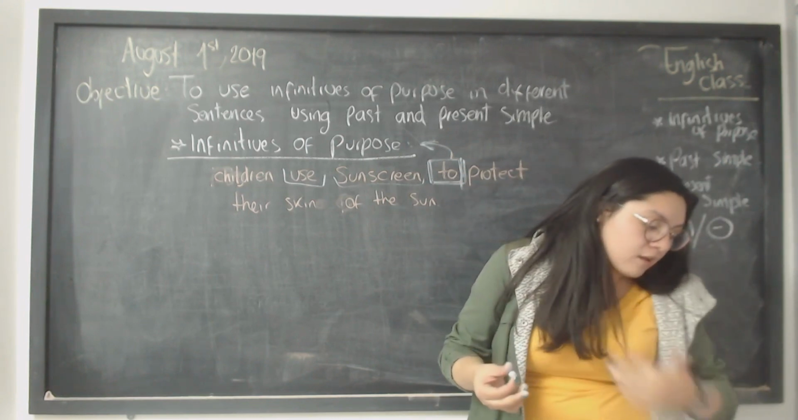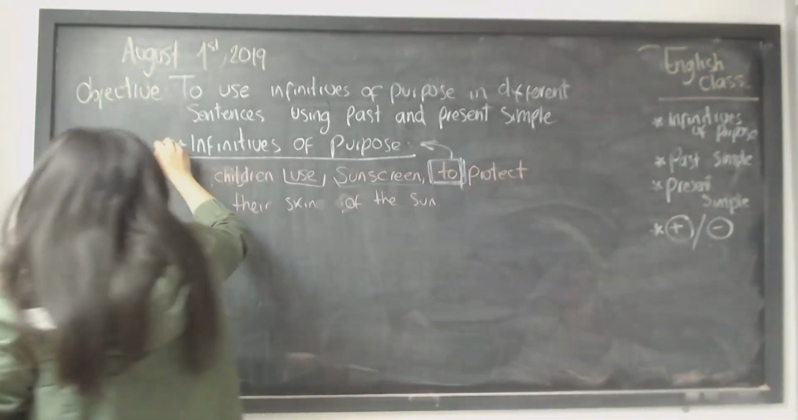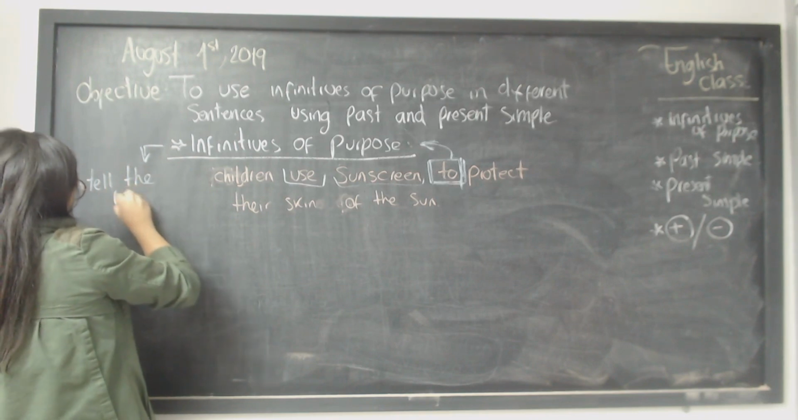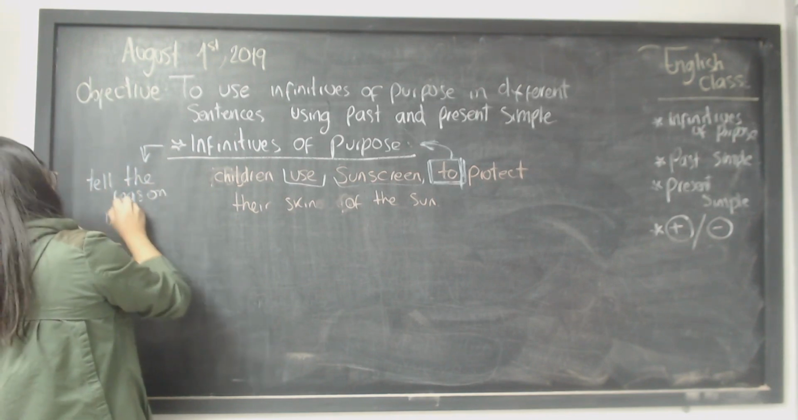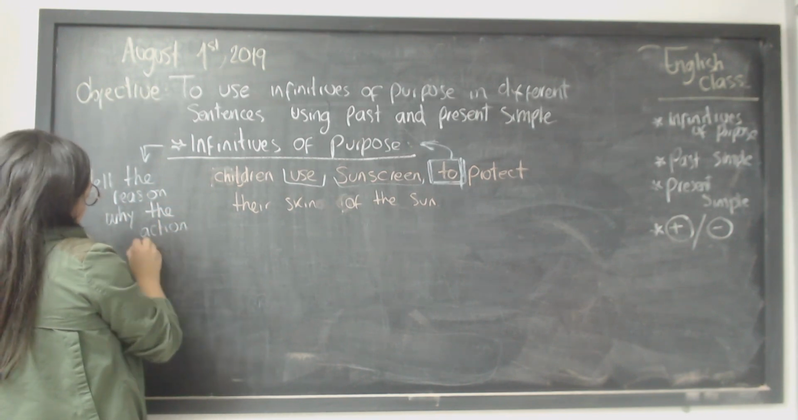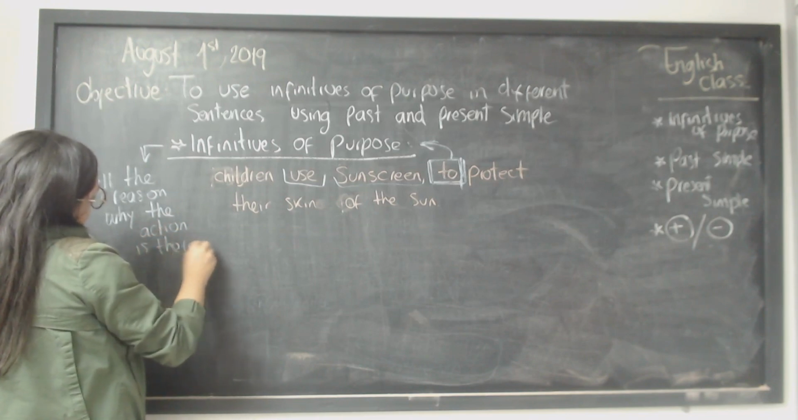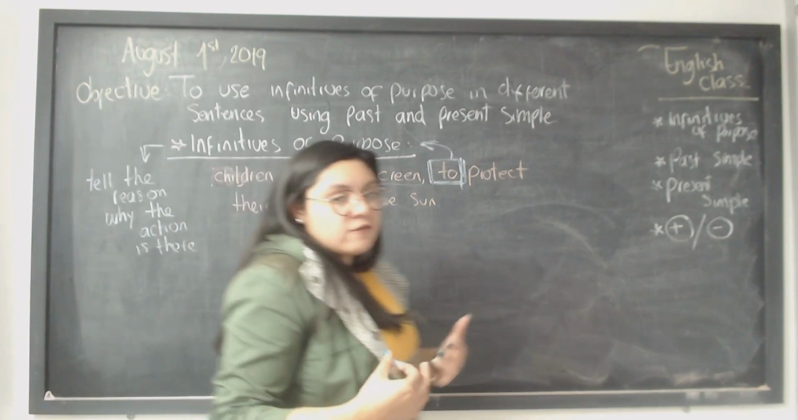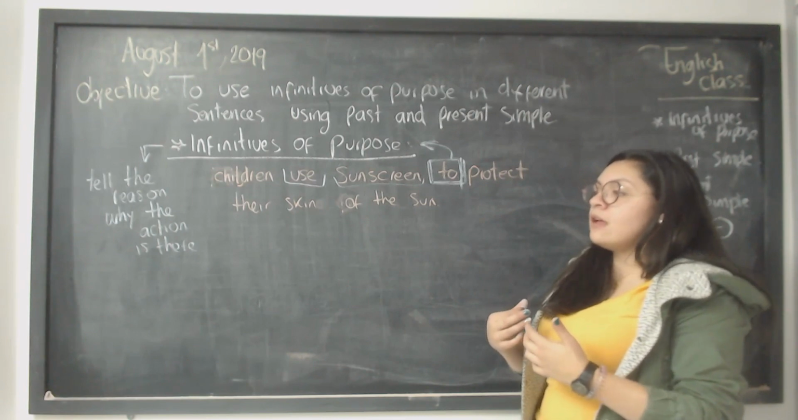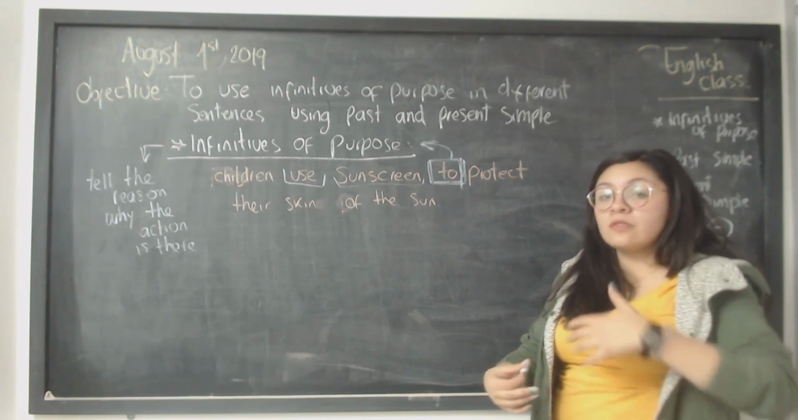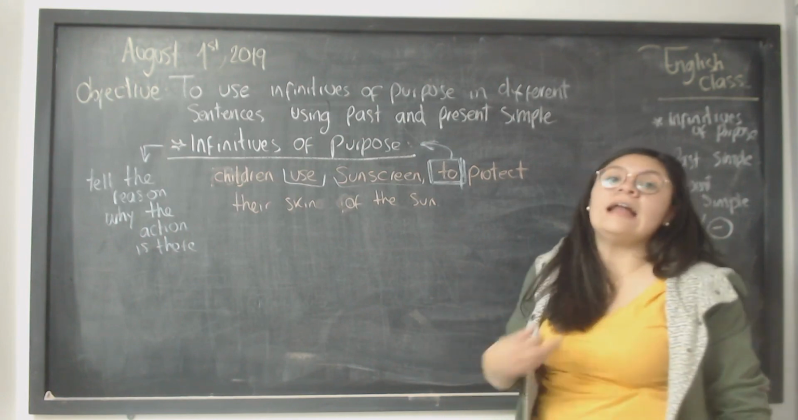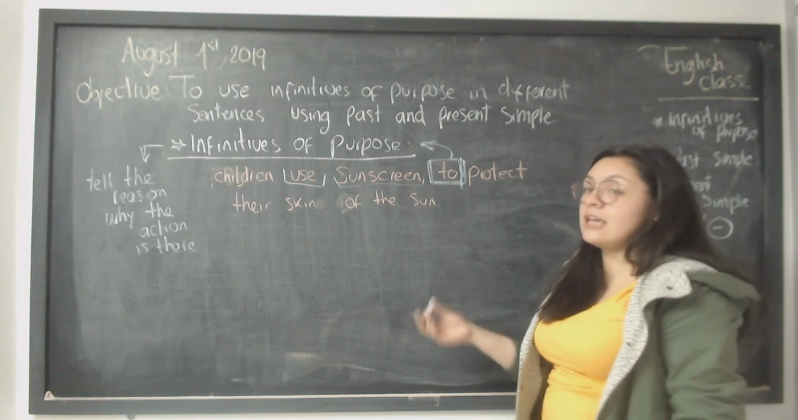So we have that the main function of an infinitive of purpose is to tell the reason why the action is there. So I'm making the clarification to the person who I'm speaking with or to the person who is reading me. Entonces estoy haciendo la aclaración a la persona que está hablando conmigo o a la persona que me está leyendo.